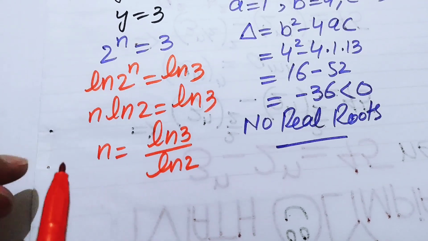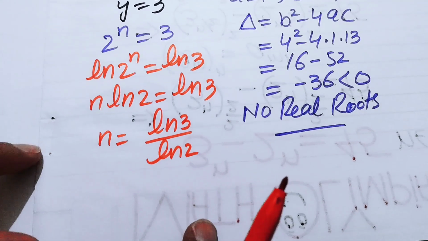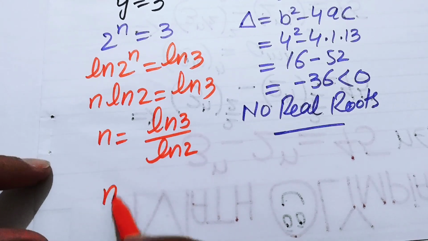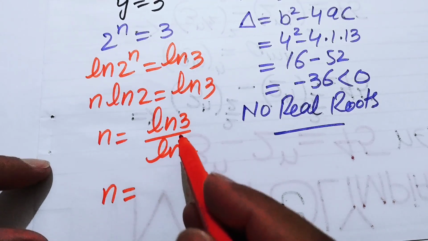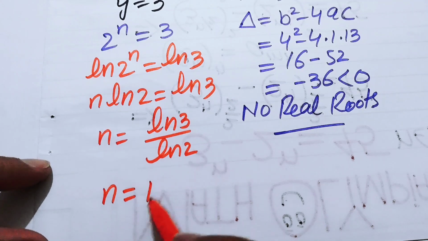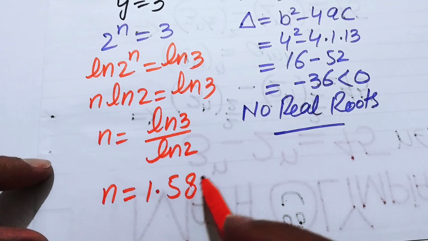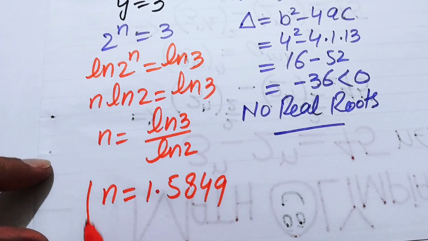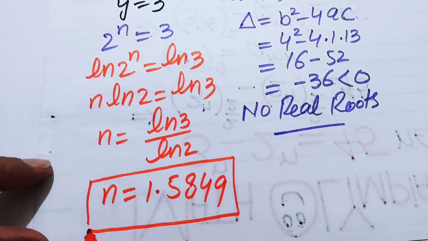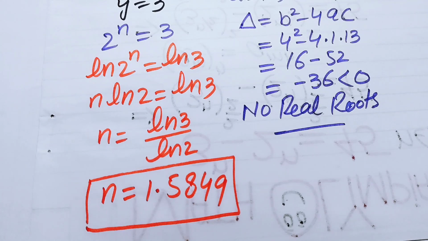Now you use the calculator or a log table, then you will easily get the values of log 3 and log 2, and after dividing you will get our final answer, which will be 1.5849. This is our final answer of this problem.